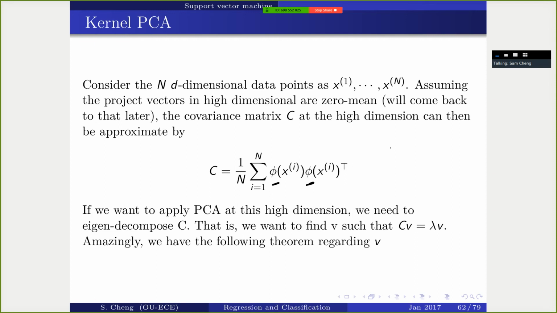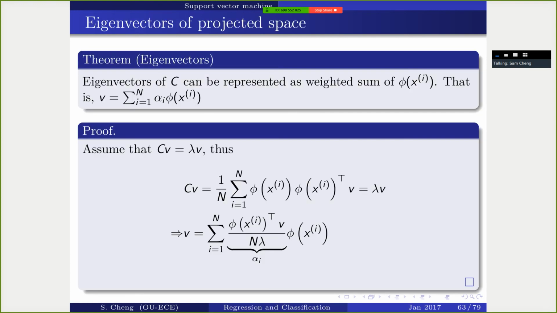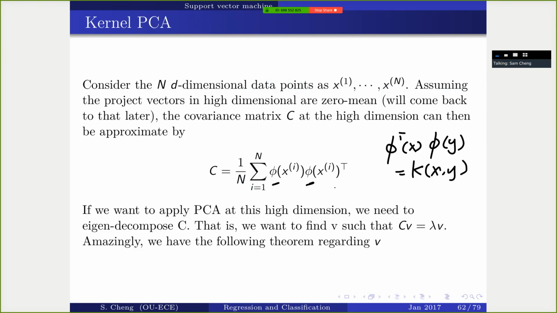But actually, I can assume that I'm able to compute this instead. This is what we always have for the kernel trick. We assume that we are able to compute something like the inner product of phi(x) and phi(y), and this becomes some kernel function. Then we want to find, just like PCA, the eigenvectors of this matrix, right? But we don't know how to do that.